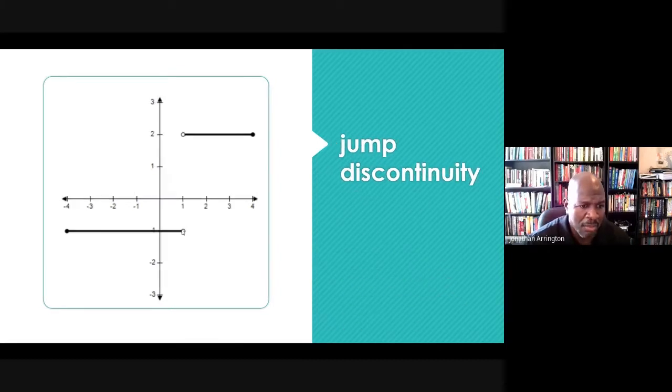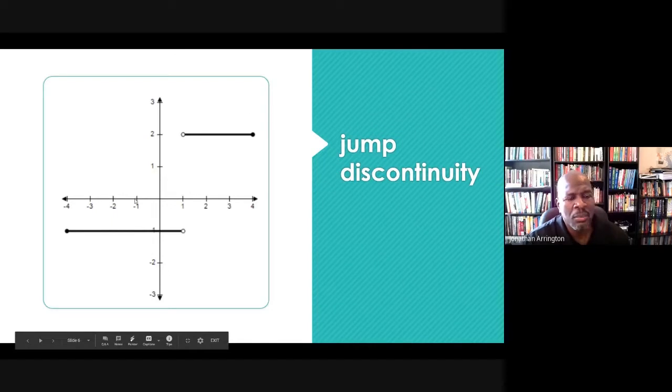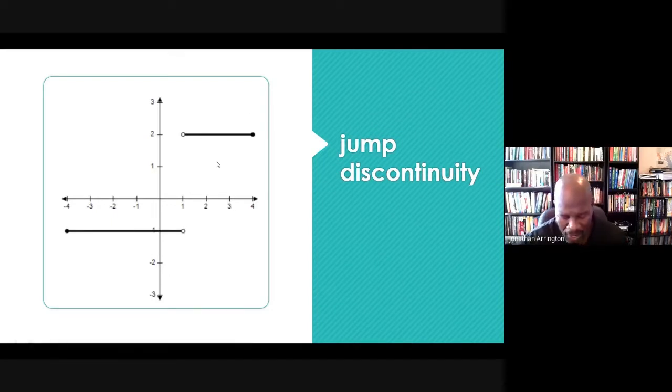But on this problem, there is no closed circle on 1. So f of 1 is not defined, and the limit as x goes to 1 doesn't exist. So two things are causing this not to be continuous. But then from a visual standpoint, we should be able to recognize when we see something that looks like that, we're looking at a jump discontinuity.